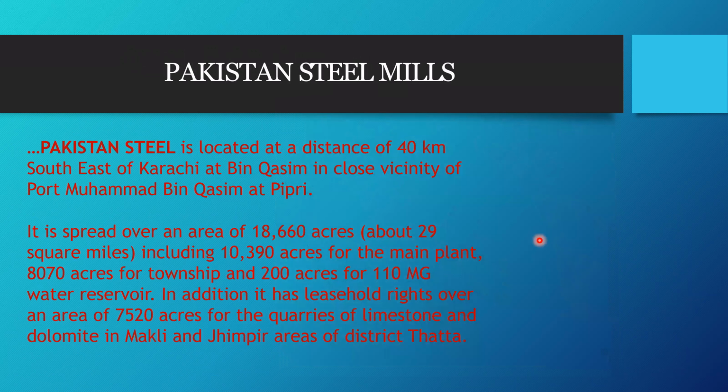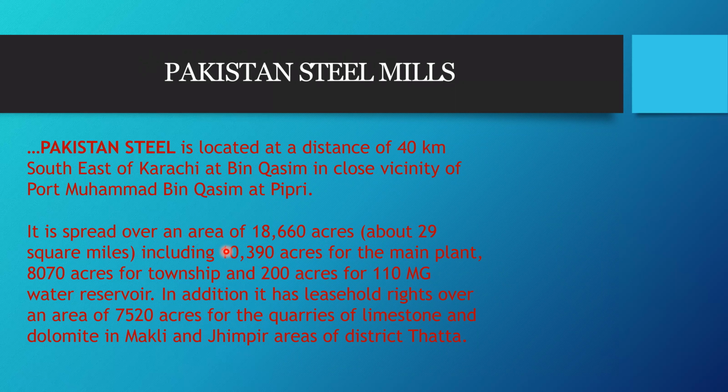So if we talk about the iron and steel industry in Pakistan, the name of the industry is Pakistan Steel Mill, which is located at a distance of 40 kilometers from Karachi, near a city Thatta, at a point which is called Port Muhammad bin Qasim. Near Port Muhammad bin Qasim, there is a place called Pipri. At Pipri, this steel mill is located, and this is a large scale industry, and few raw materials are available locally and others are imported.